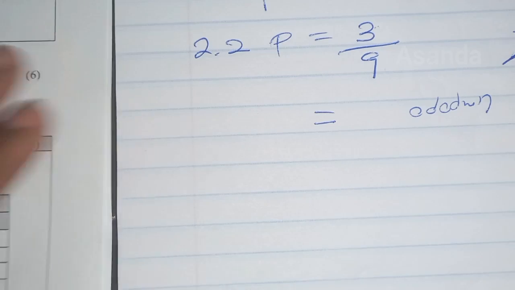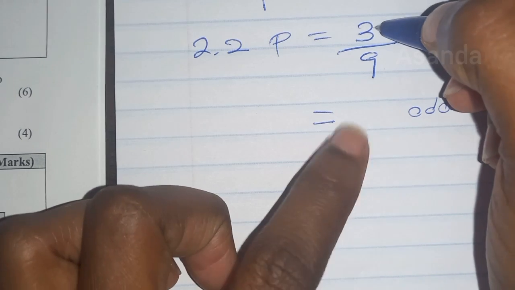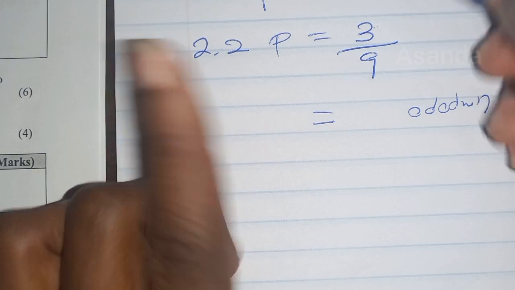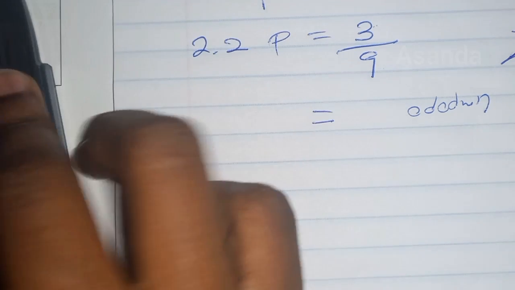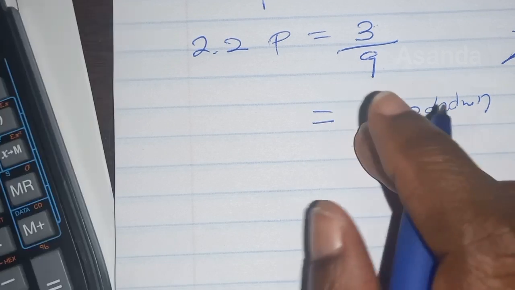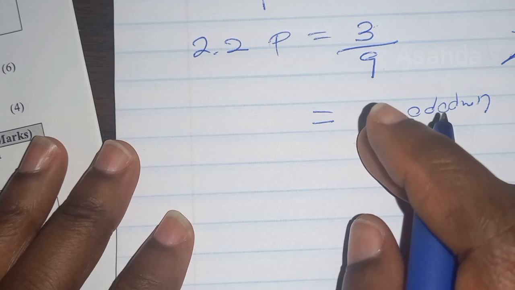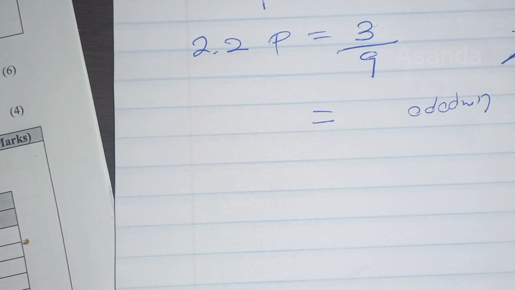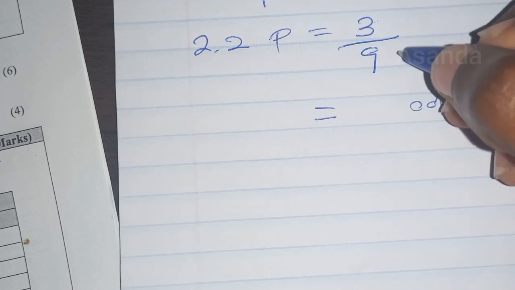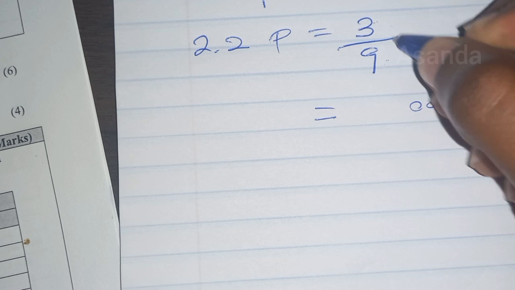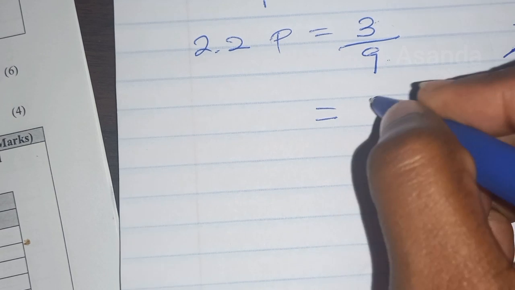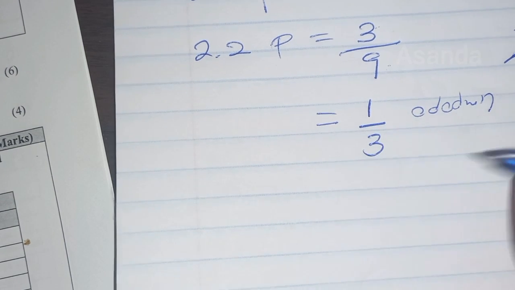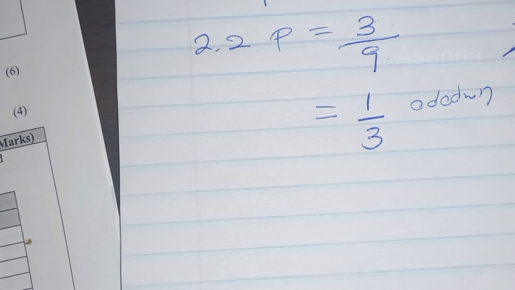Now how to simplify it? I'm going to try 1. If I say 3 divided by 1, it's going to stay 3, so that's not going to work. If I say 3 divided by 2, it gives me a comma, so that doesn't work as well. So I'm going to say 3 divided by 3, and that gives me 1. Now I have to do it here. It has to not give me a comma on both. So I'm going to say 9 divided by 3, and I get 3. So this one is 1 over 3 as a simplified fraction.